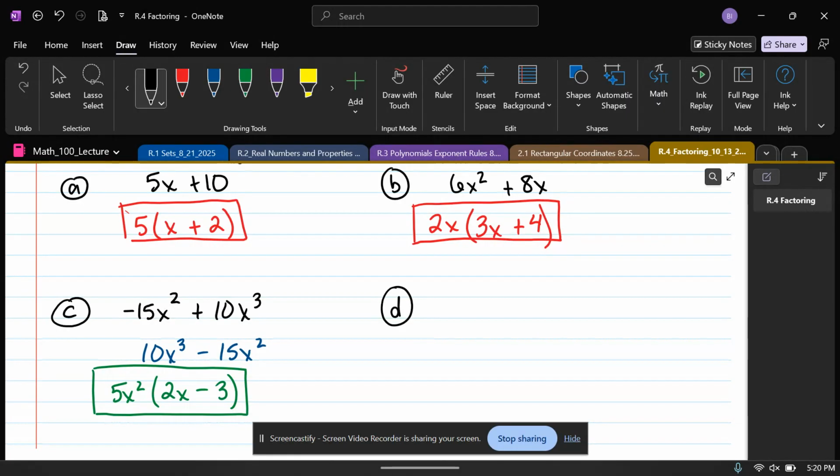All right. Let's do another one. Let's do 7x squared plus 9x to the 5th power. Ooh, big one.